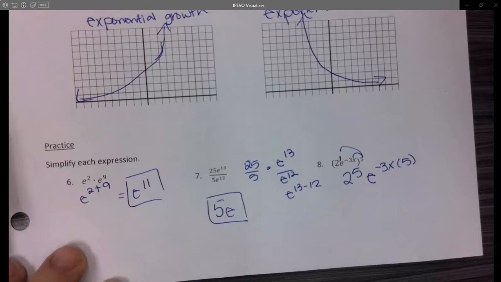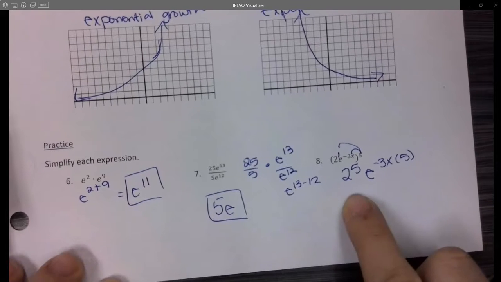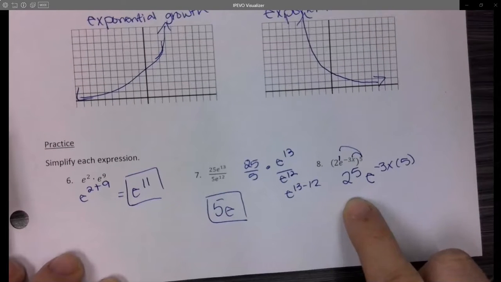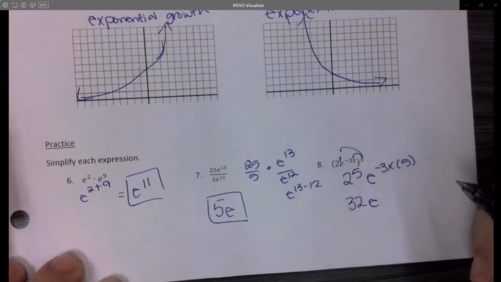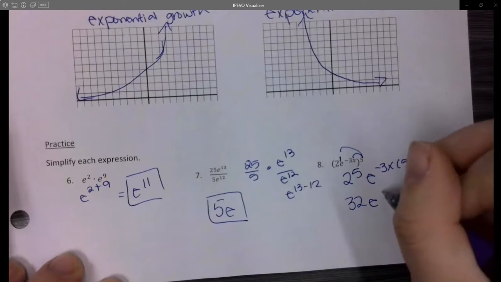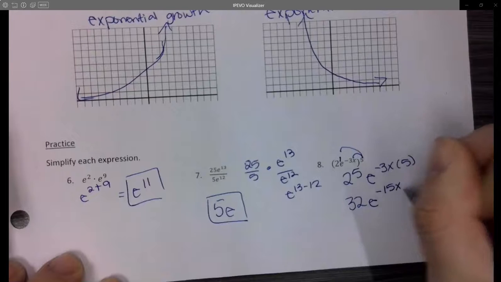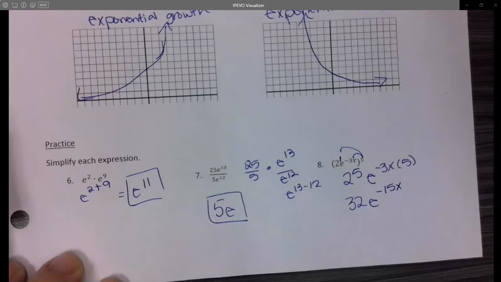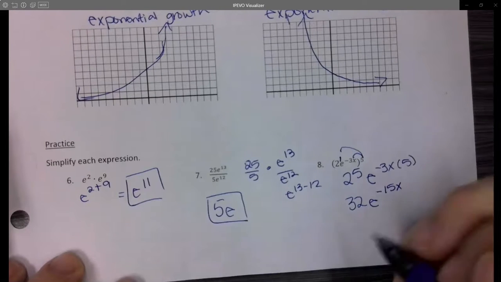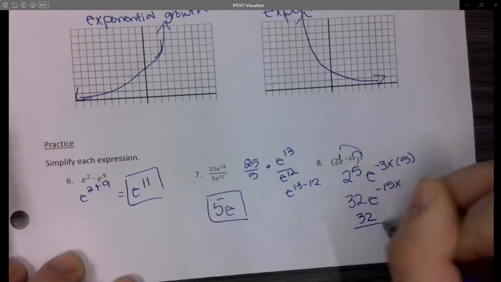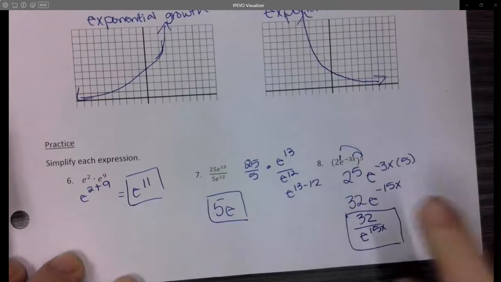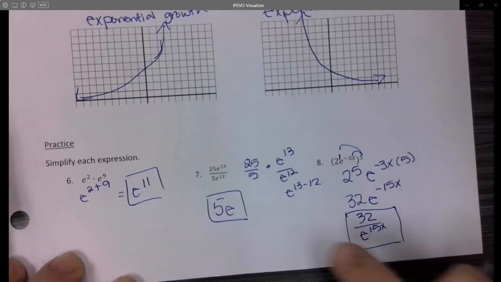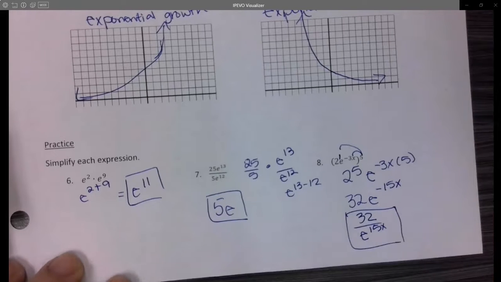Then I want to go ahead and figure out what 2 to the 5th is. It is 32. E to the negative 3x times 5, I want to multiply, so I get negative 15x. And then because I have a negative exponent, I want to rewrite this as a fraction. So I have 32 over e to the 15x. Remember, whenever I write it as a fraction, the sign changes when it changes sides of the fraction.